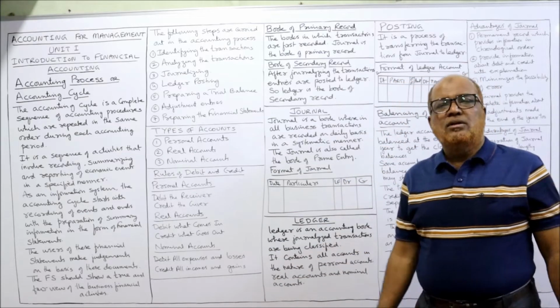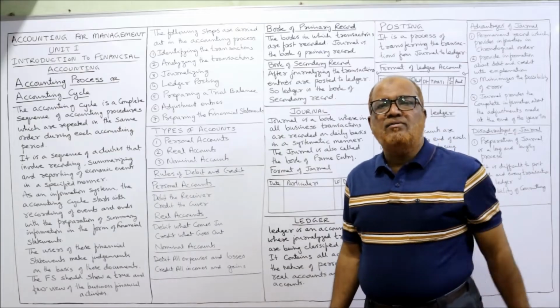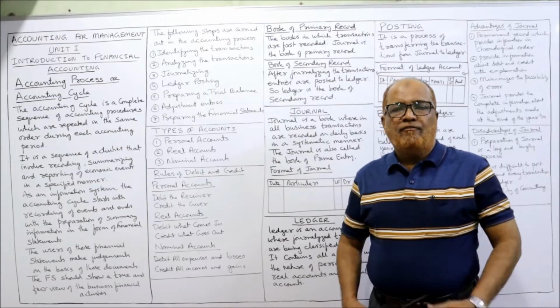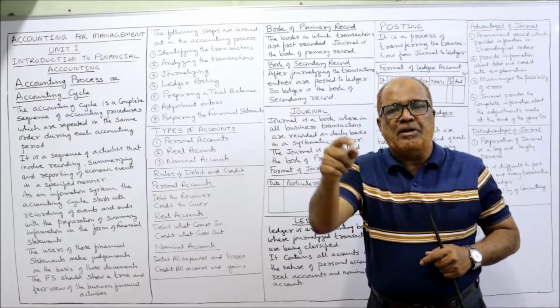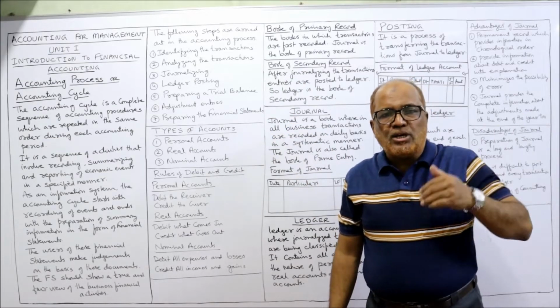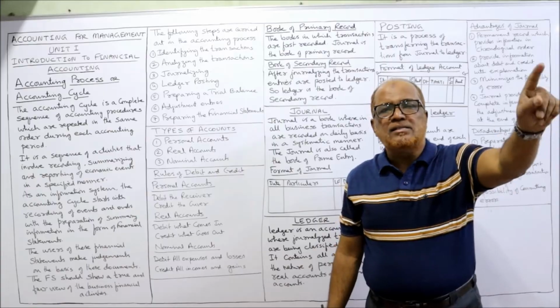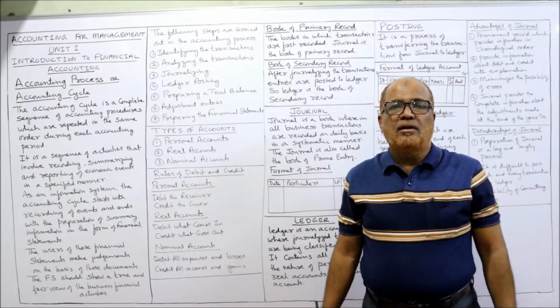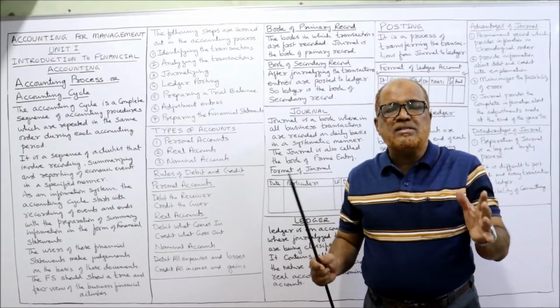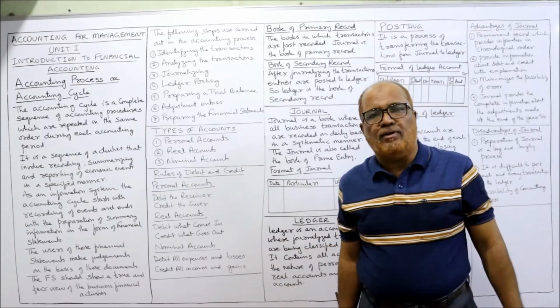For personal account, the rule is debit the receiver, credit the giver. When we sell the goods to the customer, customer is the receiver, his account should be debited. When we purchase the goods from the supplier, supplier is giving the goods, so supplier should be credited. So remember the rule for personal account: debit the receiver, credit the giver.